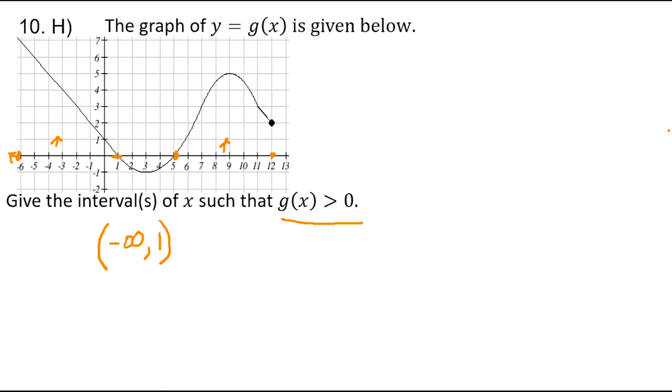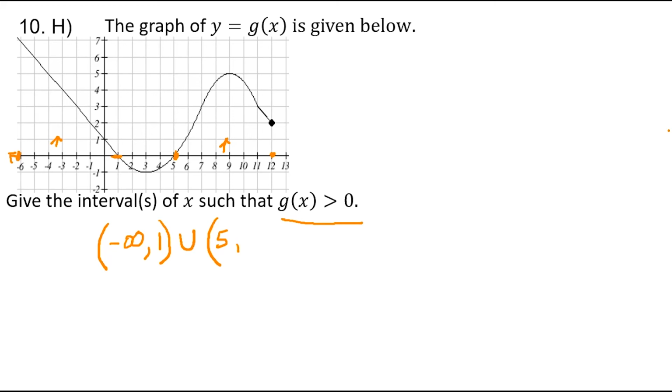And let's see, there's another interval, so we're going to have a union. And this time, starting at 5. But again, at 5, it's equal to 0. So we want the values of x such that g of x will be strictly greater than 0. So I don't want to include 5. I just want to say it starts right after that, like 5.1, 5.2. But if you put 5 in, you're going to get a 0.